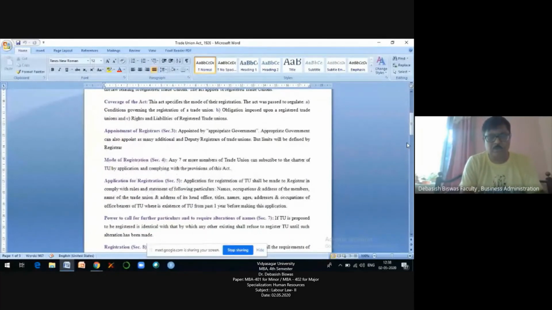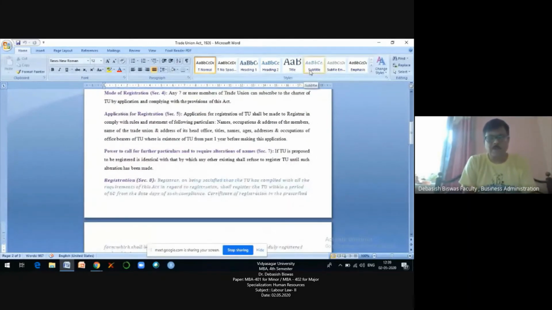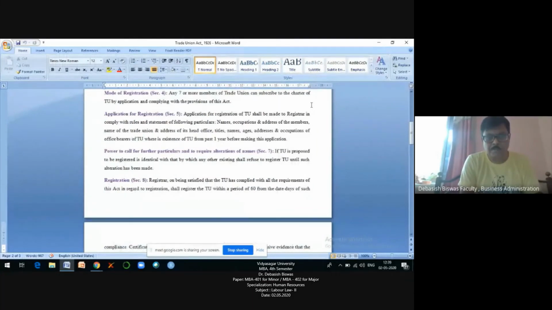Section 4, mode of registration. I have already told you the mode of registration. Any 7 or more members of a trade union, at least 7, or it might be more than 7. Just to remember my previous example, if in an organization 100 persons are working, so 10% of the 100, that is 10. So 10 people can apply. So 10 people is by default more than 7.